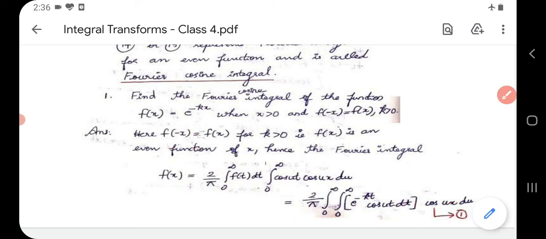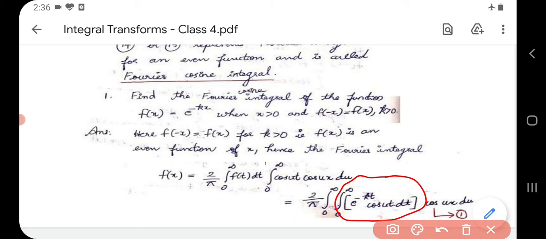Now our aim is to first evaluate this one: integral 0 to infinity e raised to minus kt cos ut dt. That you have to integrate first. But please remember, there are some terms remaining: 2 by pi, 0 to infinity, cos ux du. So once you get the answer for integral 0 to infinity e raised to minus kt cos ut dt, remember to put all these things back. So first let us evaluate integral 0 to infinity e raised to minus kt cos ut dt.